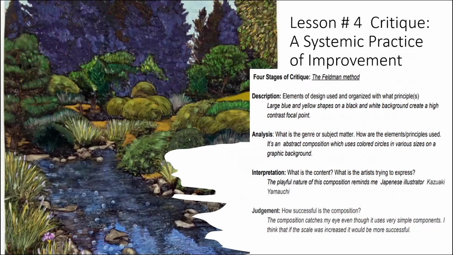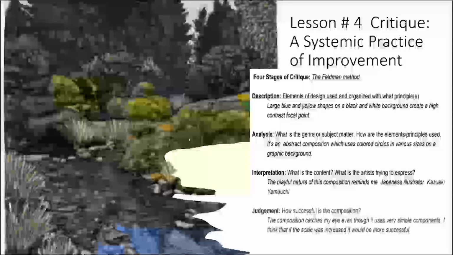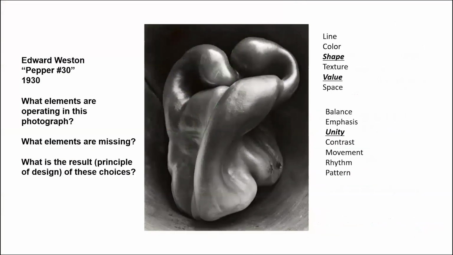Critique is probably one of the most important things that artists do. When you're learning critique, you want to use a systematic practice. Here's the Feldman Method, which is pretty common in art classrooms. First, you describe, then you analyze, then you interpret, and last, you judge. So let's try it.